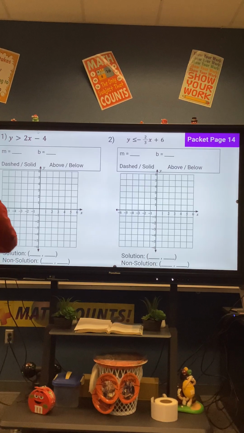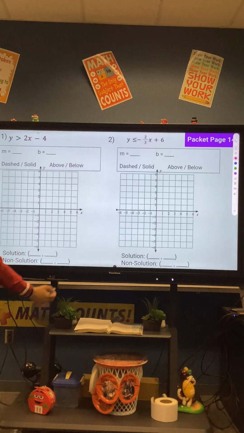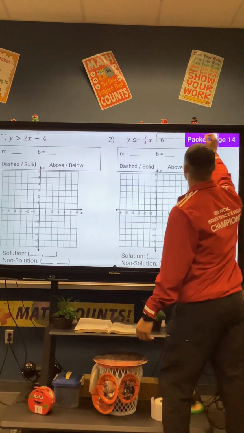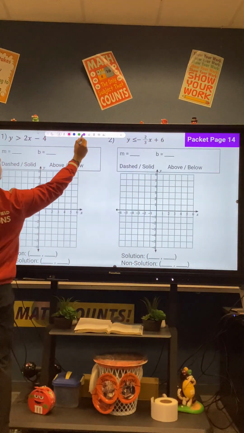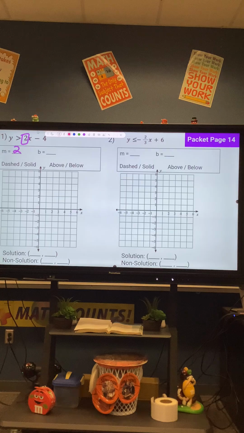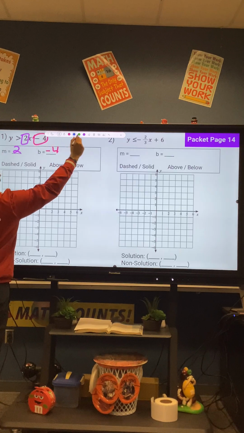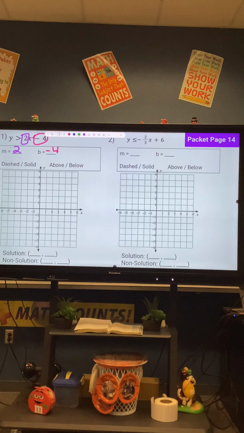So, what's my M value? Where's my thing? Good job. My M value is 2. Eric, what's my B value? Jennifer, is this going to be a dashed line or a solid line? Do you see a line under this inequality?